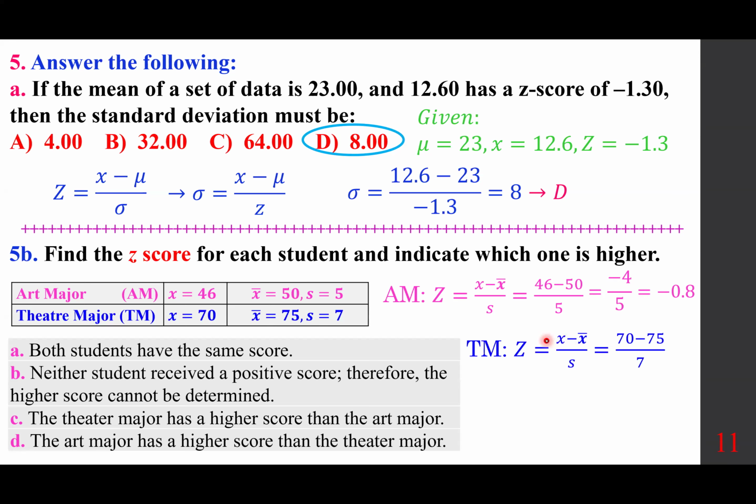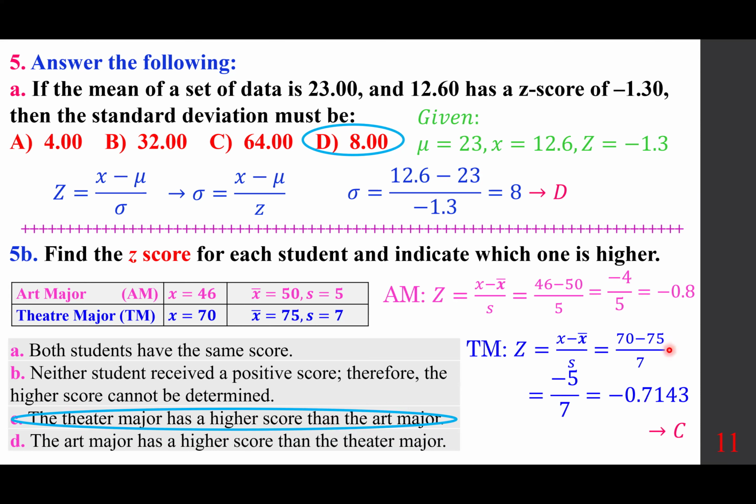x minus x bar, so 70 minus 75 over 7, and this happened to be negative also, minus 5 over 7. We put it in decimal so we can compare. Negative 0.7143. Both of them are below average, but this one is more negative than this one, and that makes it part C. The theater measure has a higher score than the art measure.